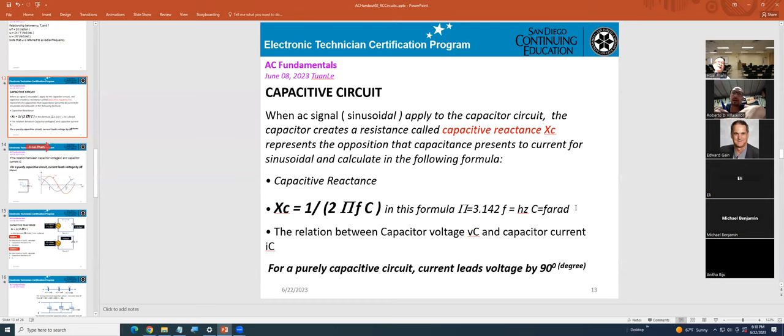Okay? The relation between capacitor voltage Vc and the capacitor current Ic. Okay? For a pure capacitive circuit, the current leads the voltage by 90 degrees.